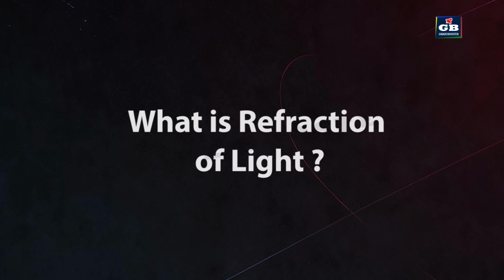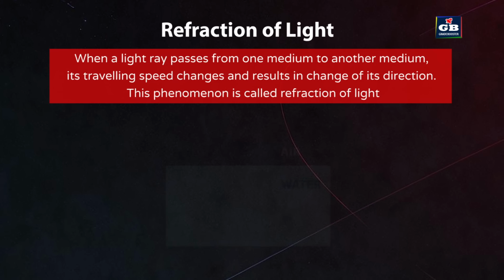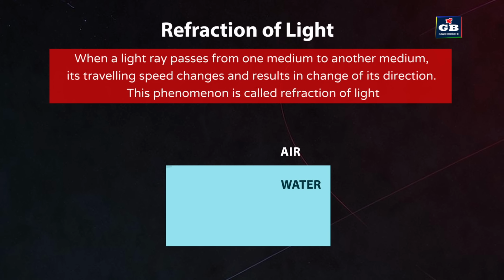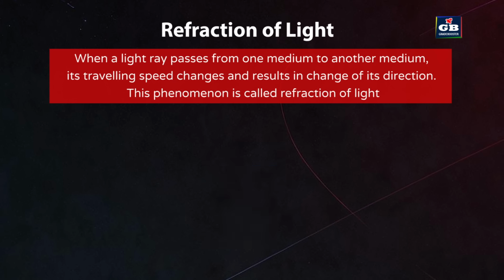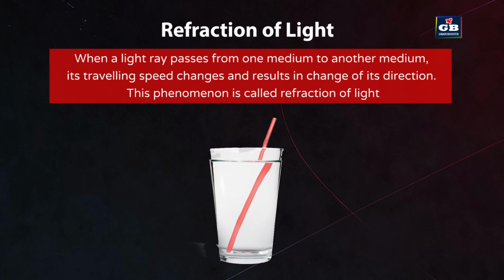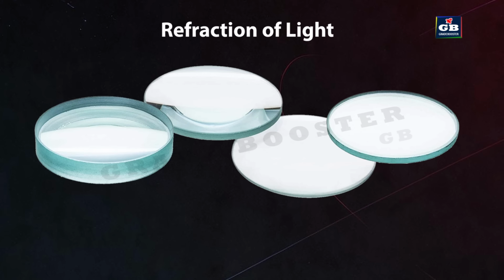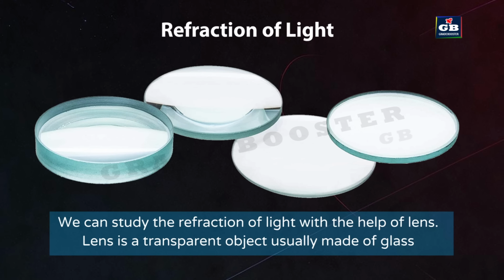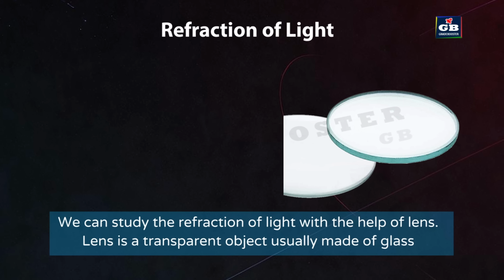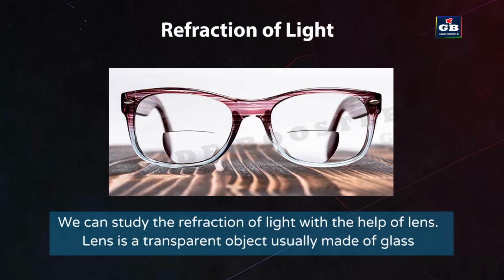What is refraction of light? When a light ray passes from one medium to another medium, its traveling speed changes and results in a change of its direction. This phenomenon is called refraction of light. A straw in a glass appears to be bent. This is due to refraction of light. We can study the refraction of light with the help of a lens. A lens is a transparent object usually made of glass. Eyeglasses are examples of lenses which we use in our day-to-day life.